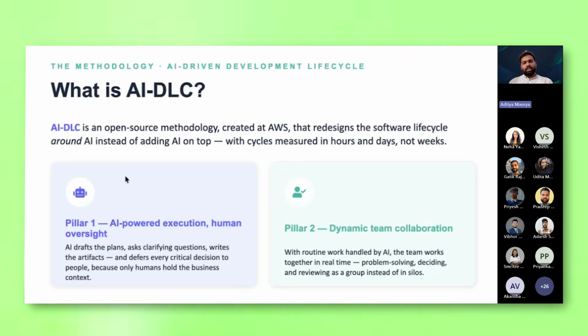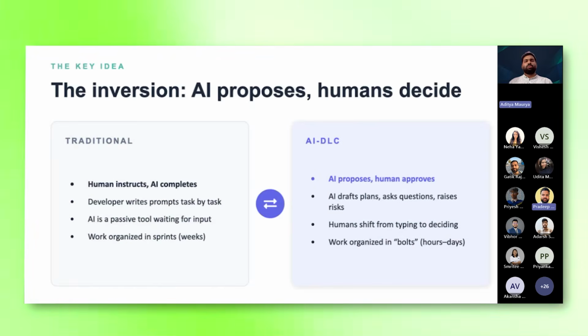The main thing about AIDLC is that the AI does the repetitive work which humans have been doing, and it helps humans focus on decisions and judgment. So this is what AIDLC is. Now let's move to the most important part: what is the principle behind AIDLC?